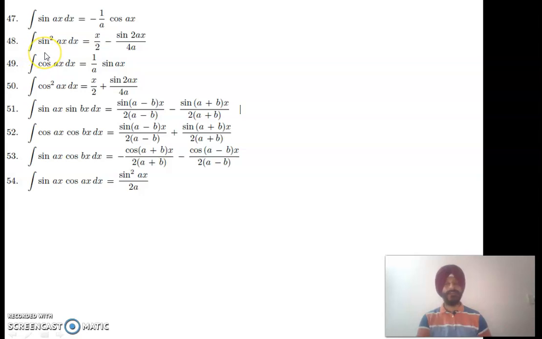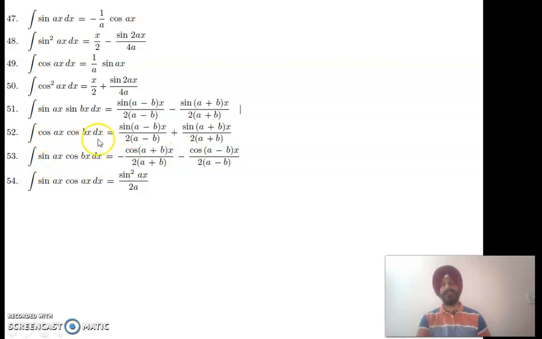Sin square ax can be written as (1 minus cos 2ax) by 2, and the integration is x by 2 minus sin 2ax over 4a, and then multiplying with 2 we get the result. Similarly, cos square ax, and here sin ax into sin bx. Students should remember this result: sin ax into sin bx, multiply and divide by 2, then apply the C-D formulae, and then we get sin (a minus b)x over 2(a minus b) minus sin (a plus b)x over 2(a plus b).